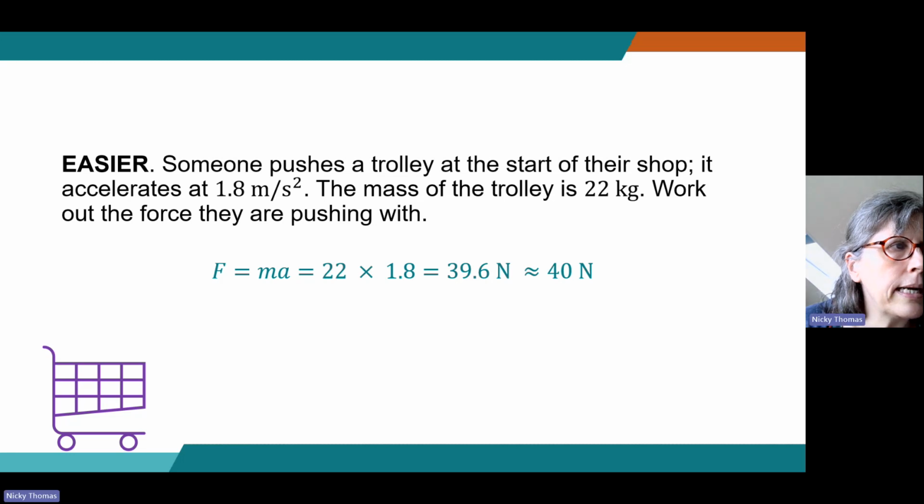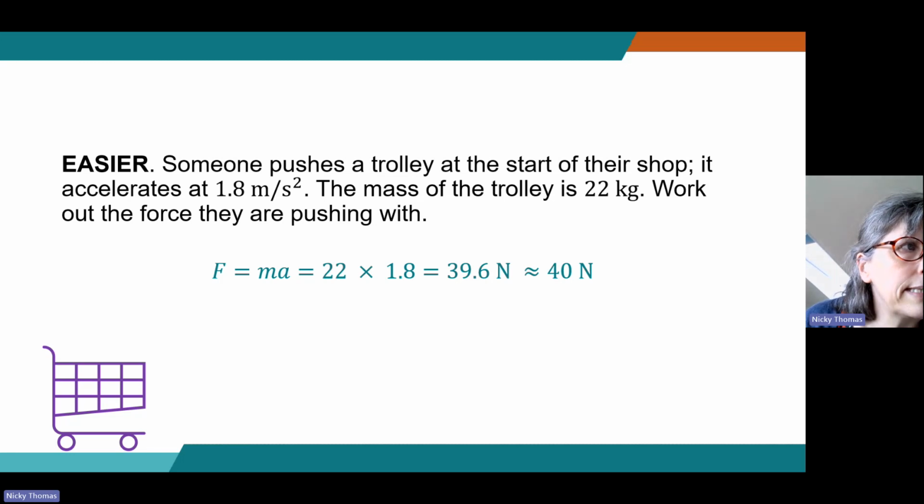So you can see the working out here. We've taken our equation F equals ma, we've substituted the mass 22 kilograms and the acceleration 1.8 meters per second squared. We've got our answer, and that squiggly equals just means it's approximately equal to 40 newtons.